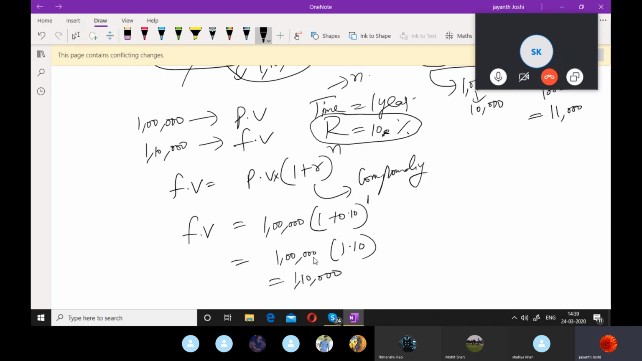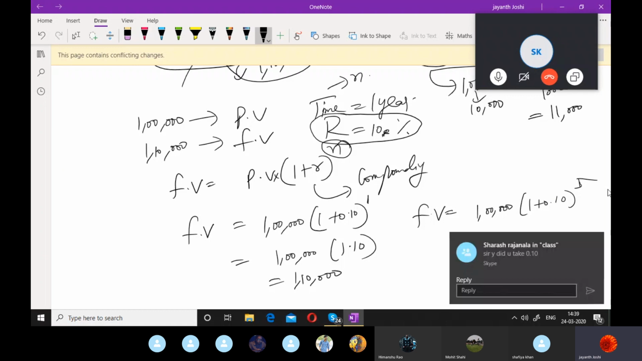So in this case, you can find out the future value for n number of years. That is for 2 years, 3 years, 4 years, 5 years. Just you have to change n. Suppose they ask you what will be the value of 1 lakh after 5 years. So future value is equal to 1 lakh into 1 plus 0.10 whole power 5. You will get the value after 5 years.